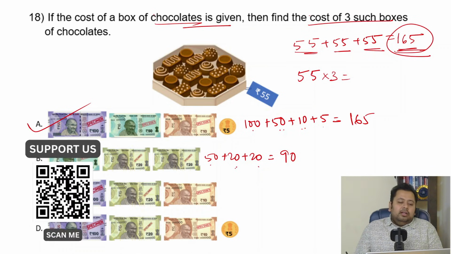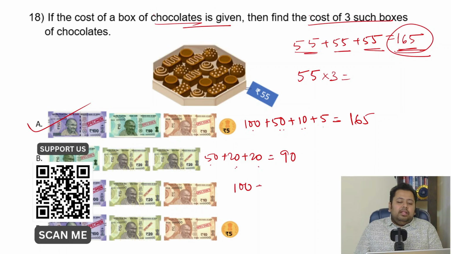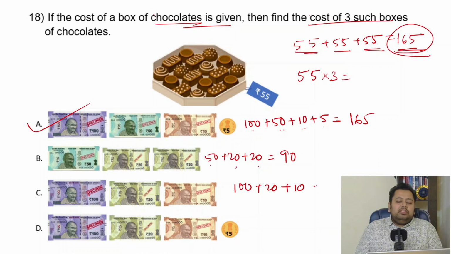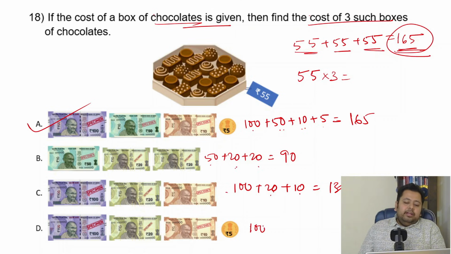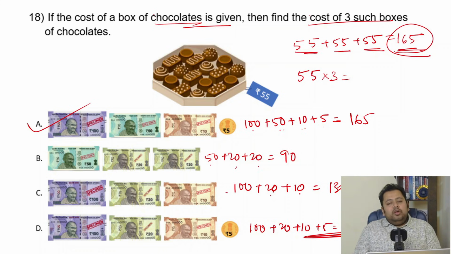end to end, right? Option number C is 100 plus 20 plus 10. If you do this, this becomes 130, right? 100 plus 20 is 120, plus 10 is 130. And option number D is 100 plus 20 plus 10 plus 5. This is 135. Correct? So option number A is your correct answer. Hope you got this one correct. If you did, give yourself a star.